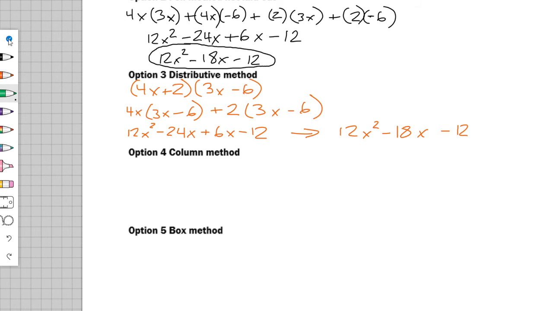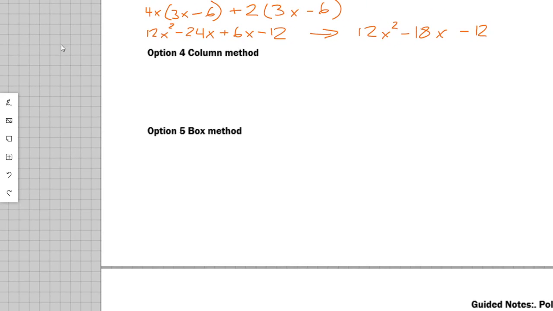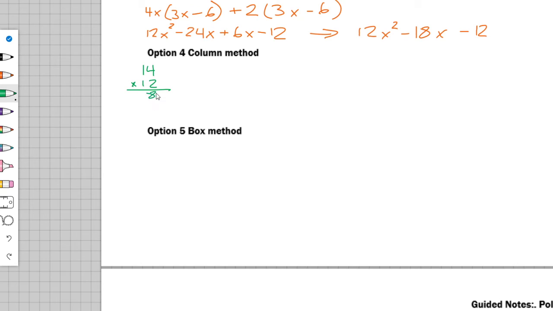The next method is the column method. So kind of like how we did when we were first learning multiplication. If you had something like 14 times 12, you would do 2 times 4, 2 times 1, 2, then we'd have like a placeholder here.